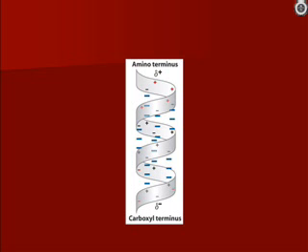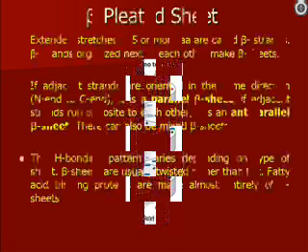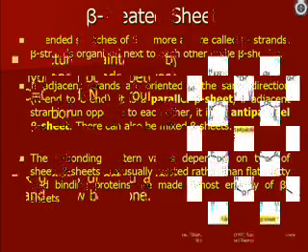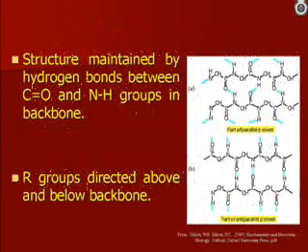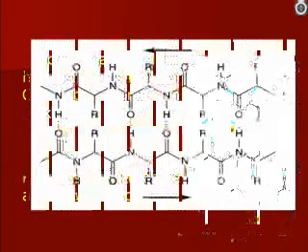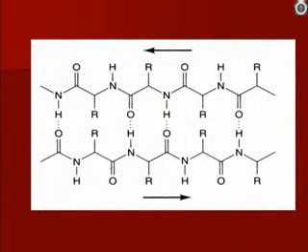Now the second one is beta pleated sheets. These are the extended stretch of amino acids and these are called beta strands. There are 2 types of beta sheets, the first being the parallel and the second is the anti-parallel. If the end terminals of the adjacent strands are on the same side, it is called a parallel beta sheet, and if they are on the opposite sides, they are called anti-parallel sheets.